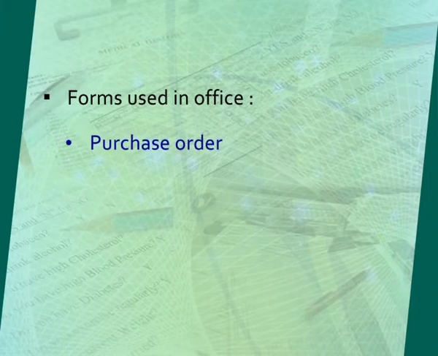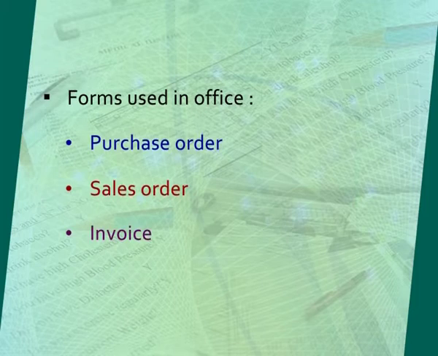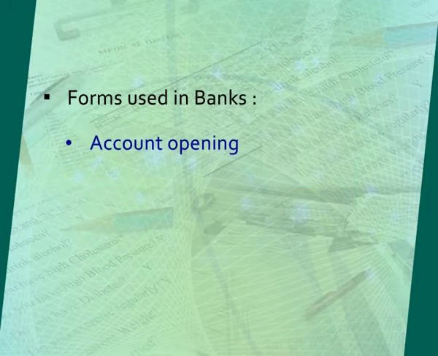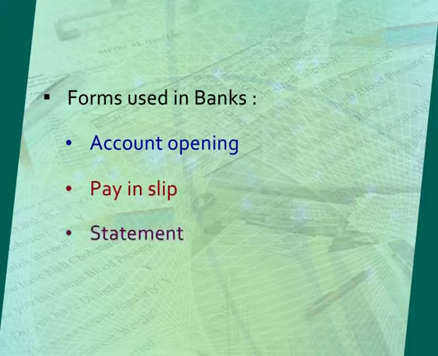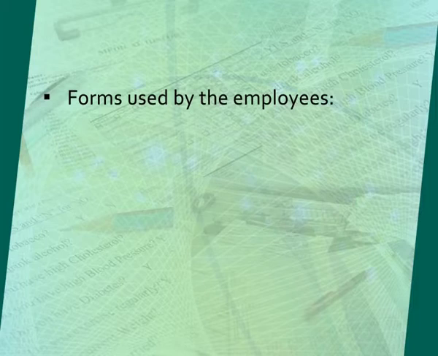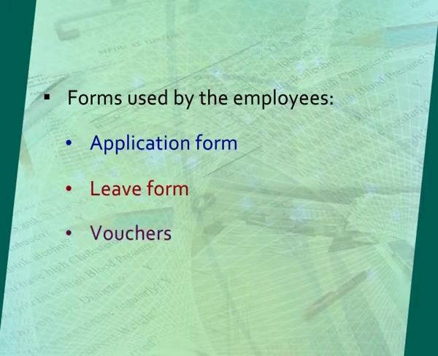According to their types, a form is a tool used in operations for an agency's businesses. It is a document on paper or electronic media which is carefully designed to gather and transmit prescribed information. They are categorized on the basis of the needs and the scale of the firm. Here are a few types of forms. Forms used in office: purchase order, sales order, invoice. Forms used in banks: account opening, paying slip, statements. Forms used by the employees: application form, leave form, vouchers.